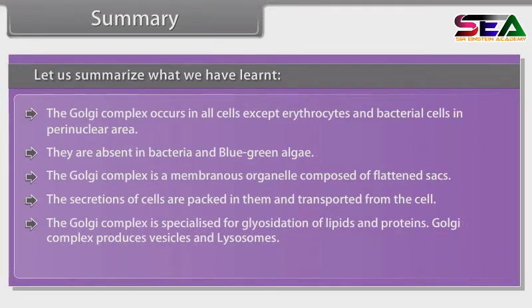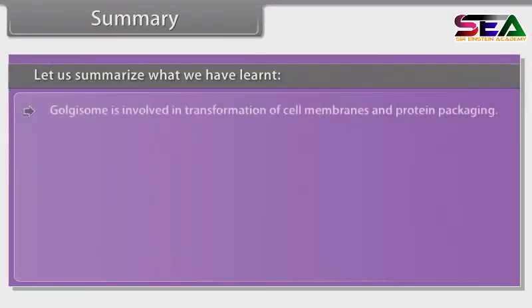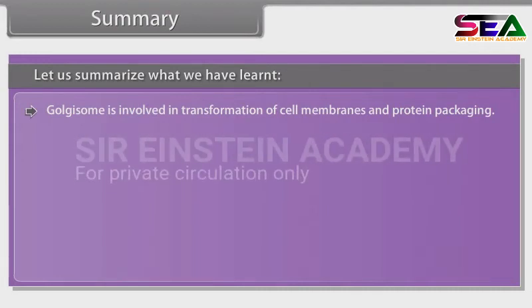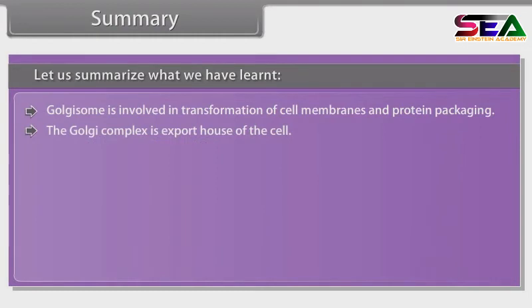The Golgi complex produces vesicles and lysosomes. ETC is not a component of the Golgi complex. The Golgi complex is involved in transformation of cell membranes and protein packaging. The Golgi complex is the exporthouse of the cell.